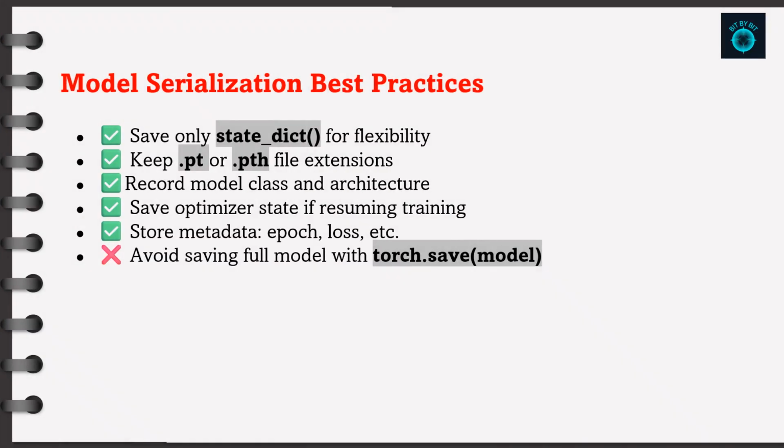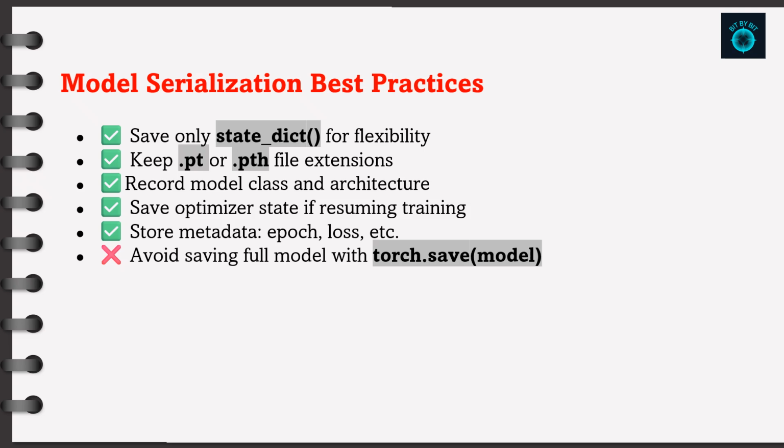When saving PyTorch models, follow these best practices to ensure reliability and flexibility. First, always prefer saving only the state dictionary using model.state_dict. This keeps your saved file clean and makes it easier to load and adapt in different projects. Stick with standard file extensions like .pt or .pth so others know it's a PyTorch model. Also, save or document the model class and architecture definition. You will need the exact structure when loading the weights.